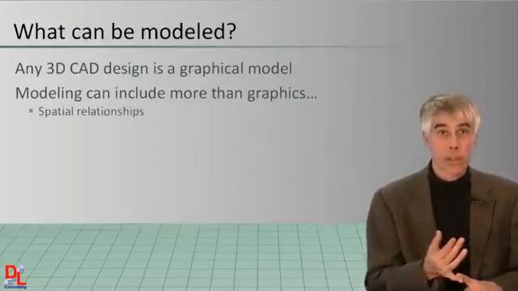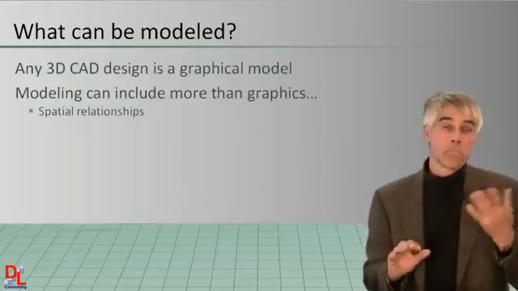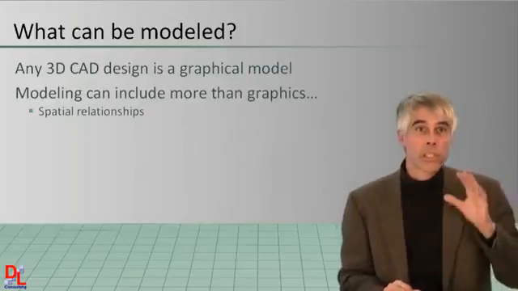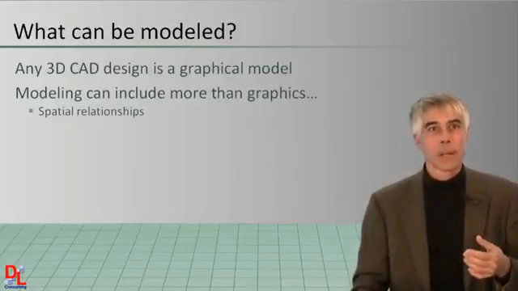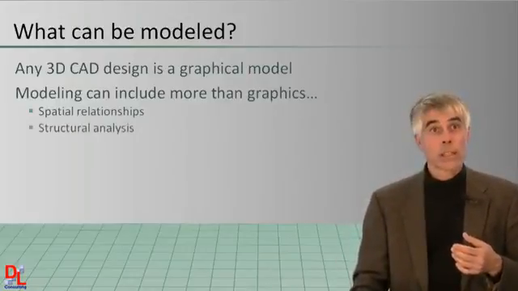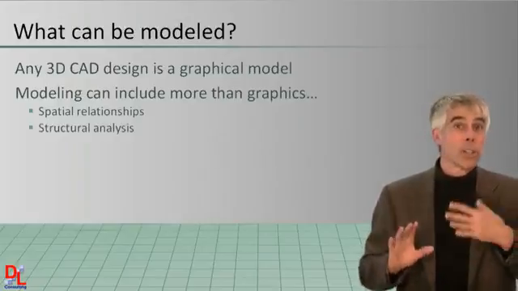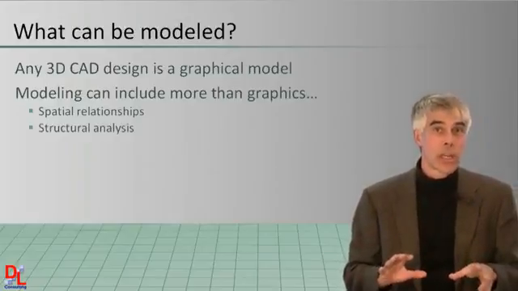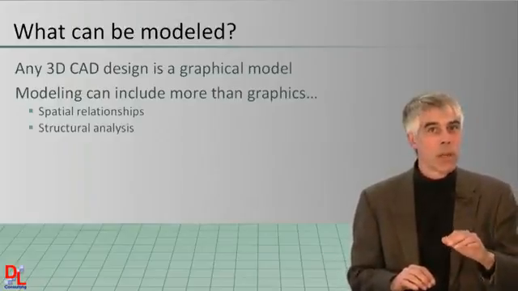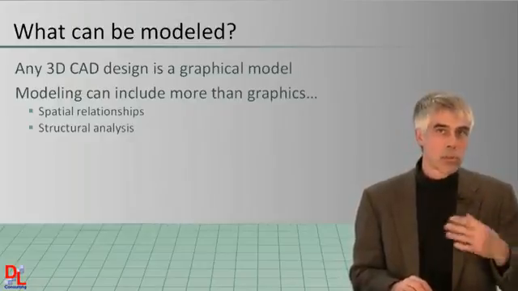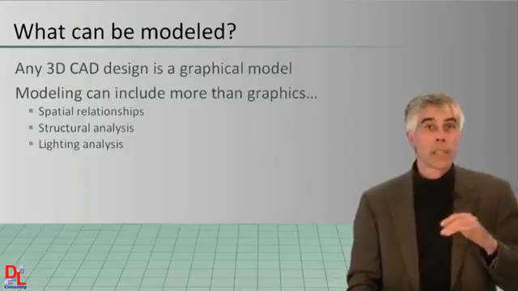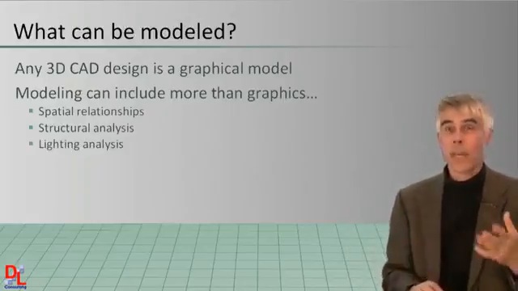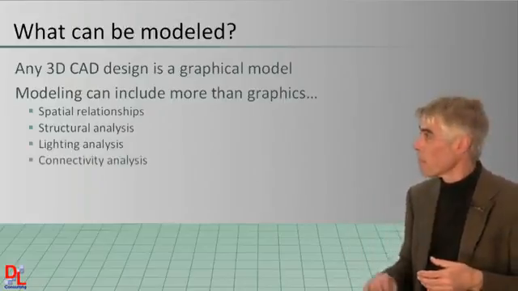Spatial relationships. The classic example of this is, say, collision analysis, which considers that two physical objects cannot occupy the same space at the same time. Structural analysis. This requires not only a 3D structural design, but information on the behavior and the load-bearing strength of the structural components. What about lighting analysis, which might consider both natural lighting throughout the day and artificial lighting?